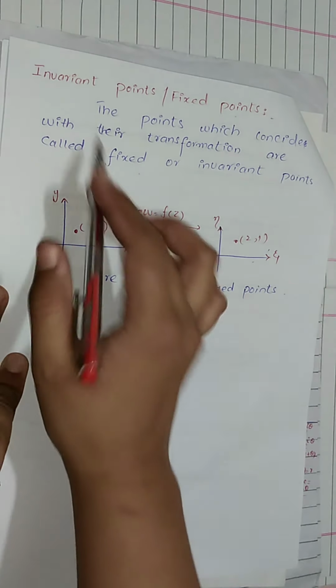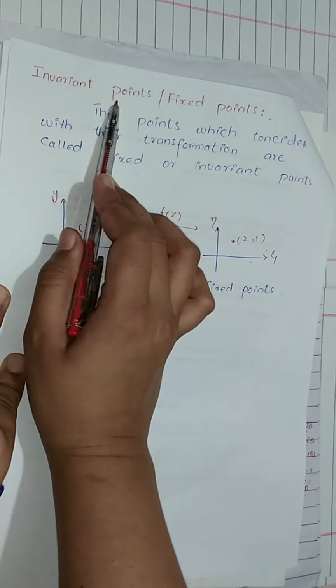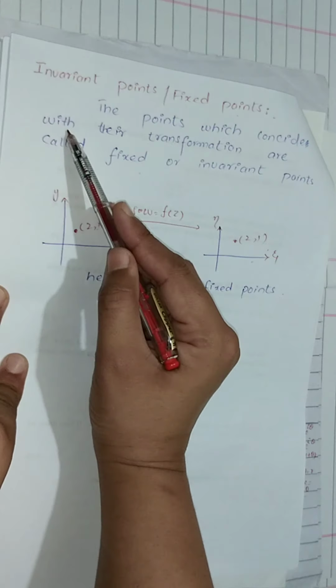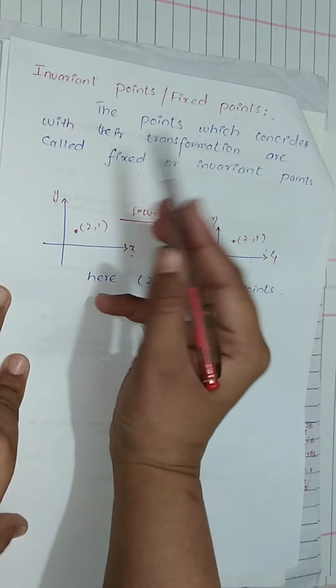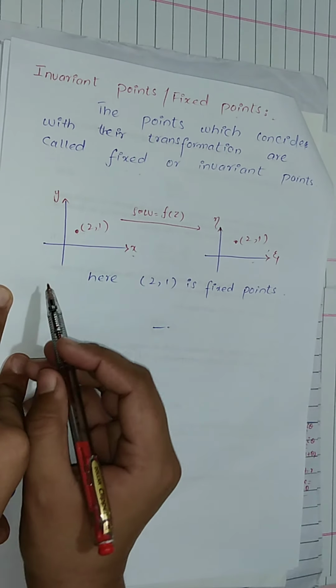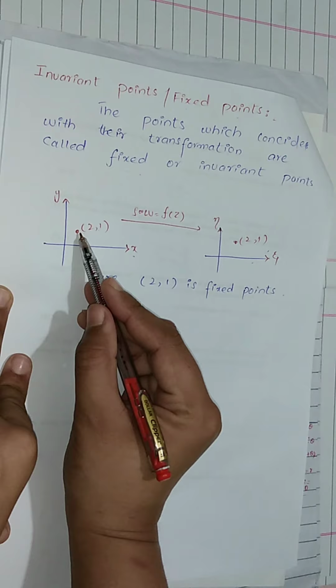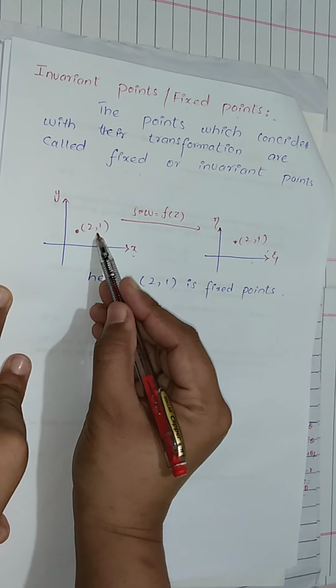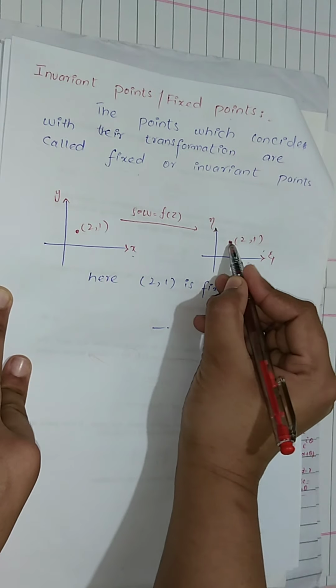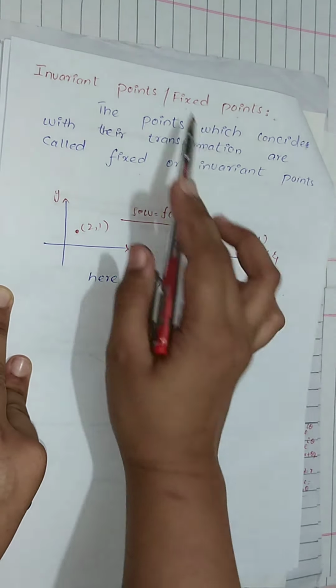Now we will discuss invariant points and fixed points. The points which coincide with their transformations are called fixed or invariant points. In the z-plane we have a point (2, 1). It will map into the sigma plane at the same point. So it is the condition of a fixed point.